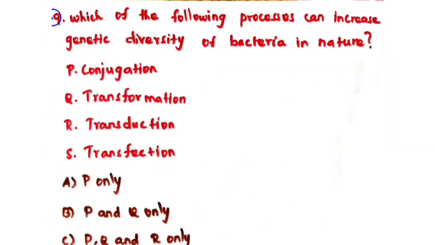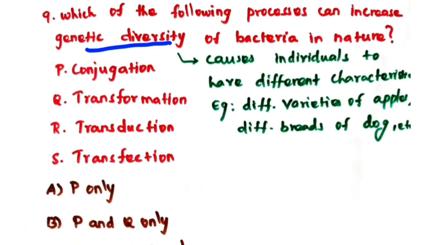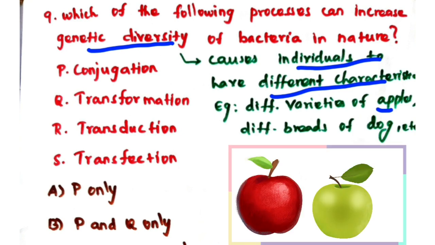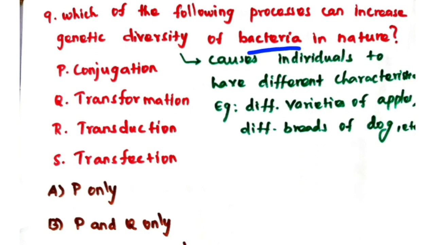The next question: which of the following processes can increase genetic diversity of bacteria in nature? Let's see what genetic diversity is. Genetic diversity causes individuals to have different characteristics within a species. For example, in the apple species you have different varieties of apple, red apple, green apple, and in dogs you have different breeds. Like that, in bacteria also you have different types of bacteria.